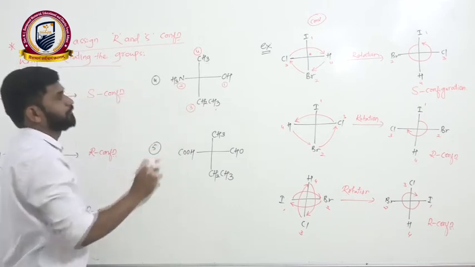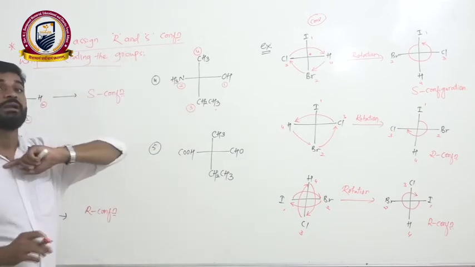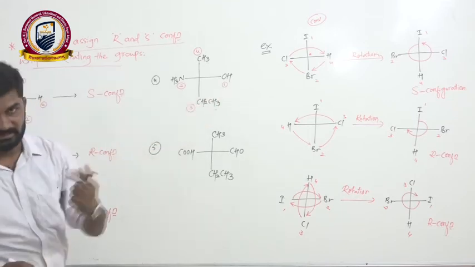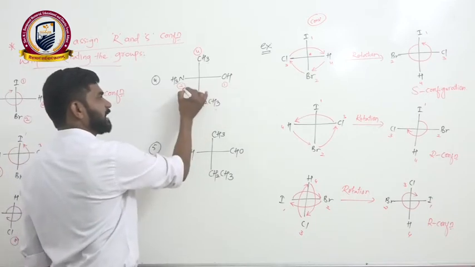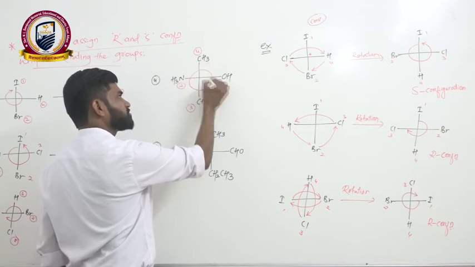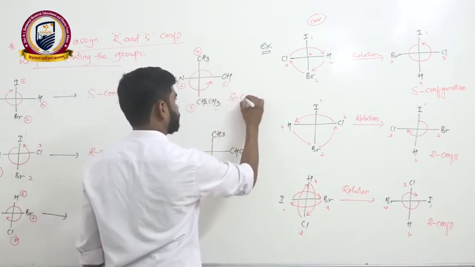Now, on which side is the least priority group present? On the top. No need to rotate the groups. Directly go forward, writing the configuration that you get. This is the first, this is the second, and this is the third. Therefore, the rotation will be R or S. It is S rotation, therefore this is called S configuration.